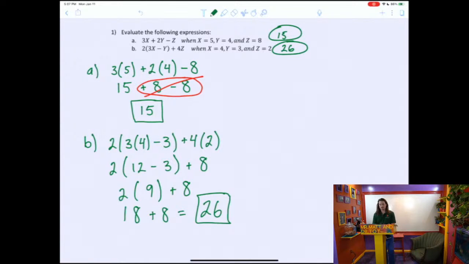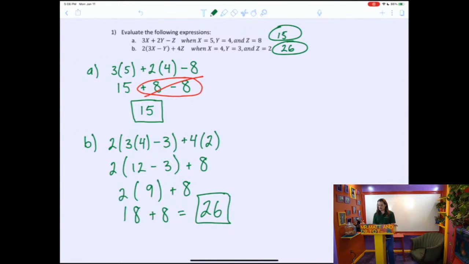3 times 5 is 15. 2 times 4 is a positive 8. Notice how the positive 8 and the negative 8 are equal magnitudes but opposite signs. One is positive 8, the other is negative 8, and so they cancel out, leaving a final answer of just 15. For 1b, wherever we see x, we're going to put in 4. Wherever we see y, we're going to substitute in 3. And wherever we see z, we're going to substitute in 2.